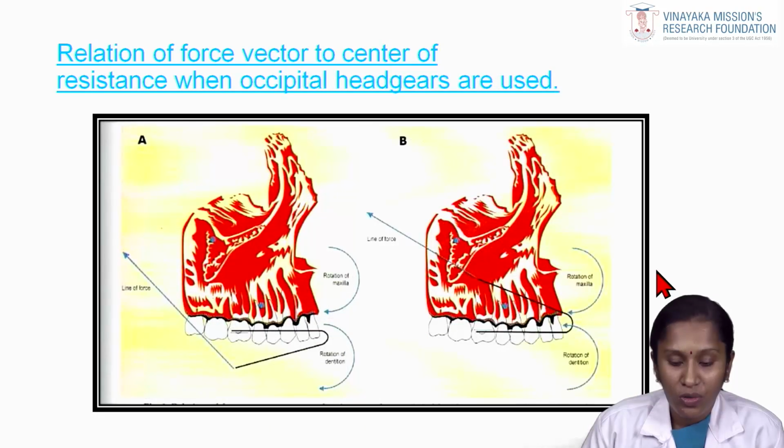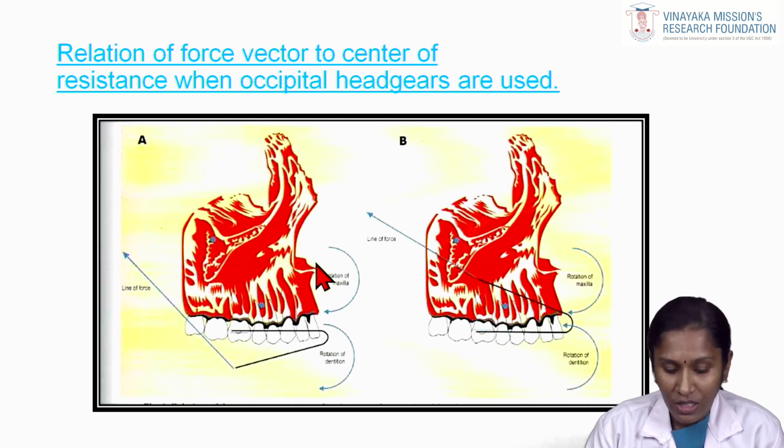Coming to relation of force vectors to center of resistance when occipital headgears are used. Here the line of force passes below the center of resistance of both maxilla and the dentition. This produces the clockwise rotation of both maxilla as well as the dentition. Line of force passes below the center of resistance of the maxilla and above that of dentition. This produces a clockwise rotation of the maxilla as well as anti-clockwise rotation of the dentition.